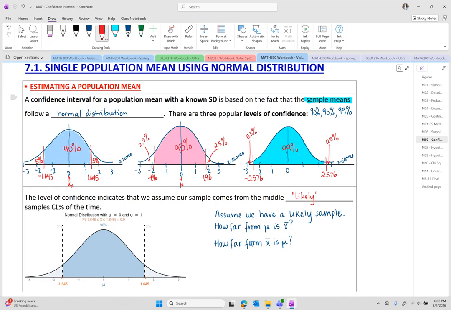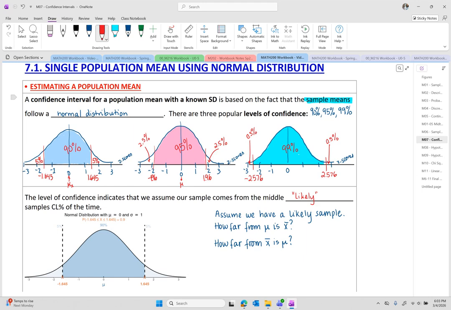So the level of confidence, the 90, 95, 99, or any other level that they are giving us, indicates that we assume that our sample will come from the middle likely samples at the confidence level percent of the time. So that if we collect 100 samples and we have a confidence of 90%, we expect 90% of our samples, the 90 samples, to actually have a mean within 1.645 standard deviations of the actual mean.